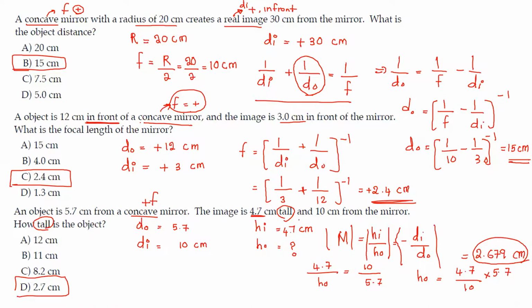Okay, so in this problem they haven't told us anything about this object, whether it's a negative distance or a positive distance. So that is why I just took the magnitude, because they don't care about the sign.